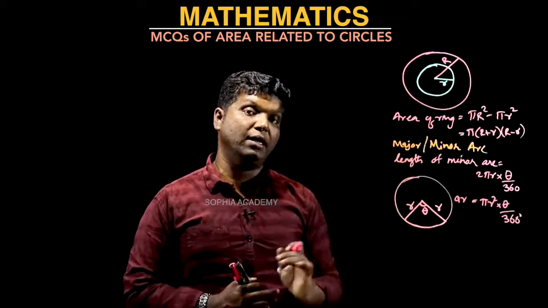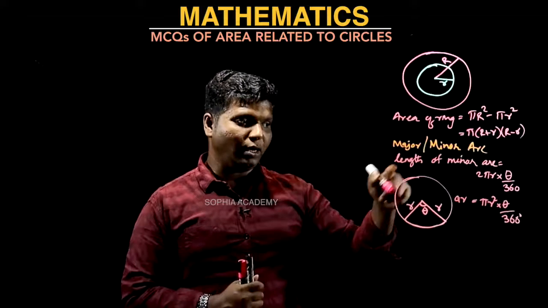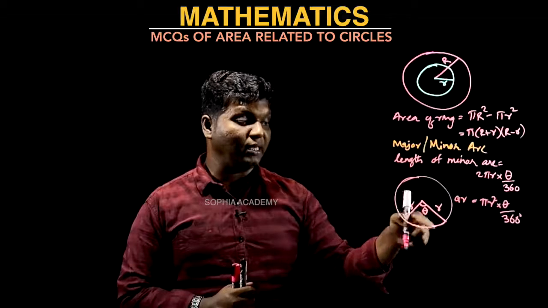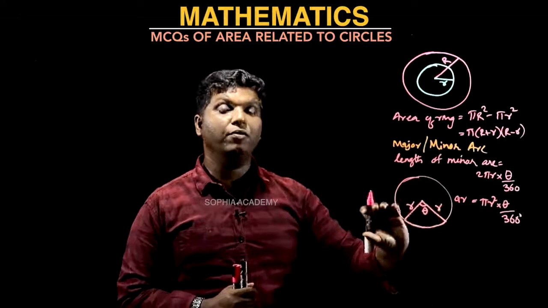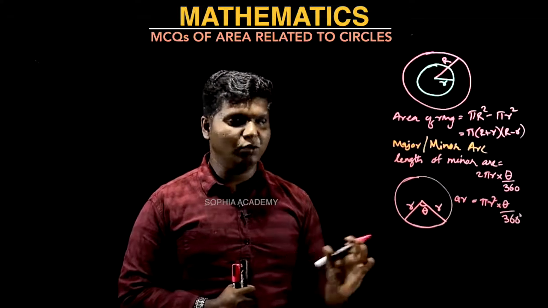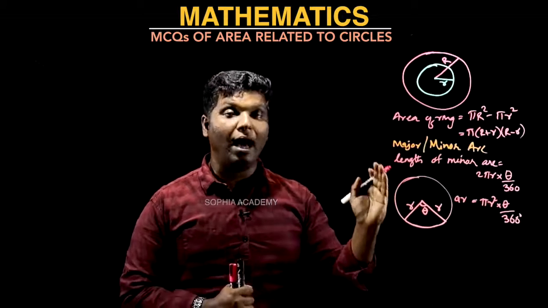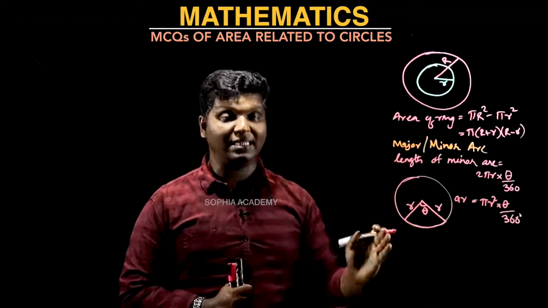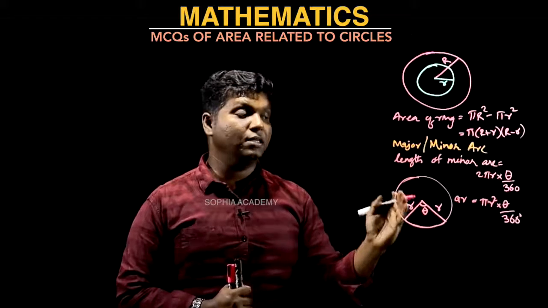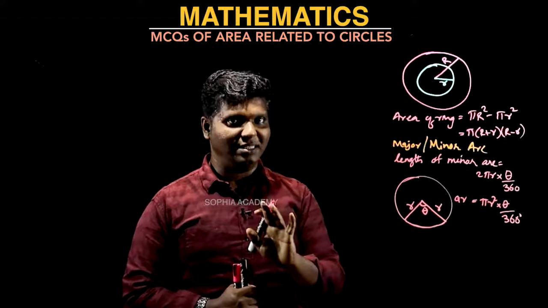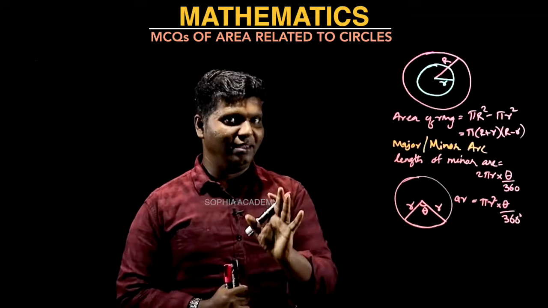What about finding the area of the major sector? Total area minus area of the minor, right? From the total area, if you subtract this much area, the area which is left will be the major area itself. So what is the total area? It is pi r square. So we can say the area of the bigger sector, the major sector, is equal to pi r square minus pi r square into theta by 360. Like that you can find the area.